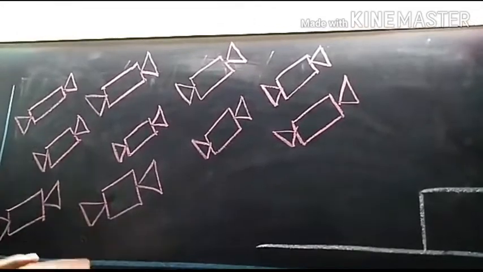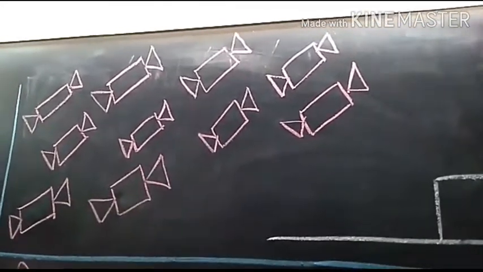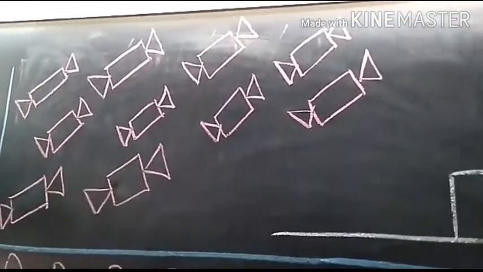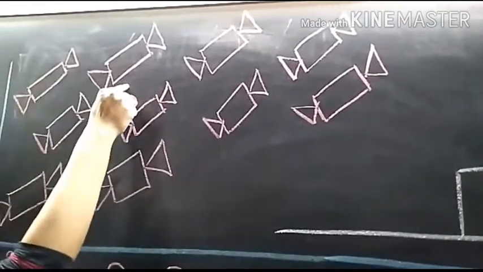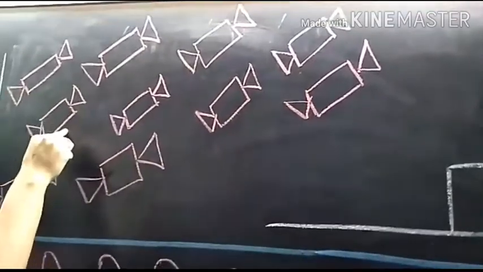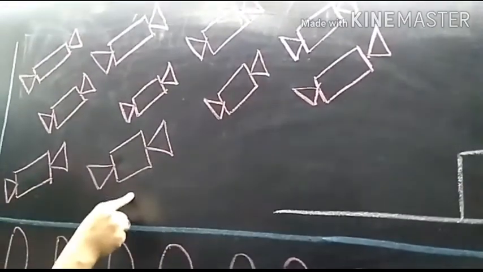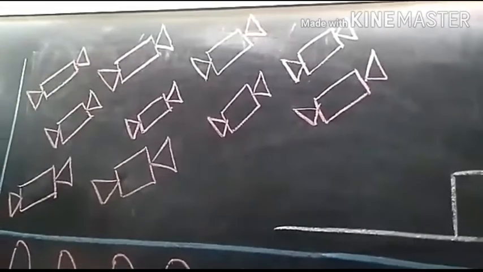Now, what do you see here? Yes, there are so many chocolates, right? Yummy chocolates. Come on. Let's count all these yummy chocolates. Come on. 1, 2, 3, 4, 5, 6, 7, 8, 9, 10. We will count again, but this time you have to count with me.